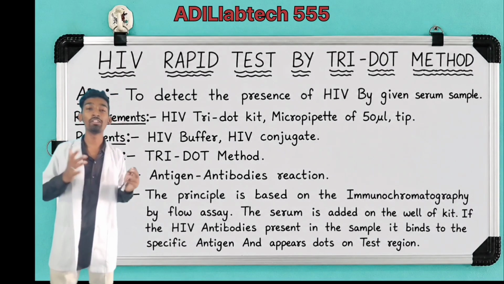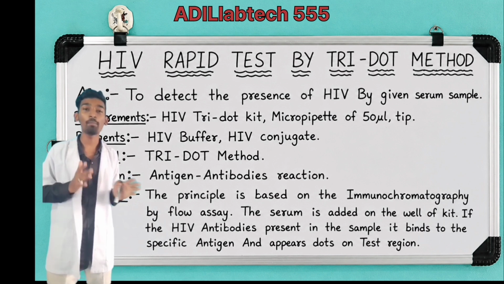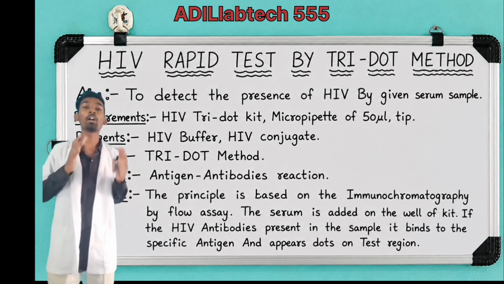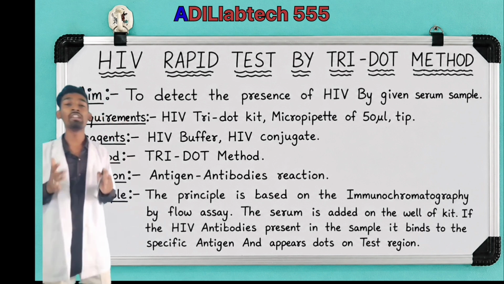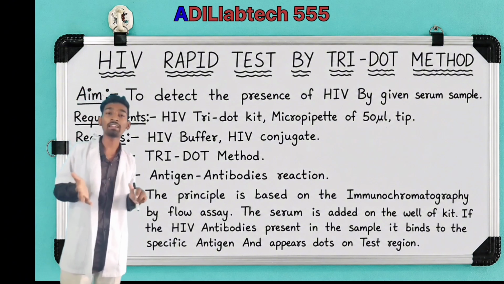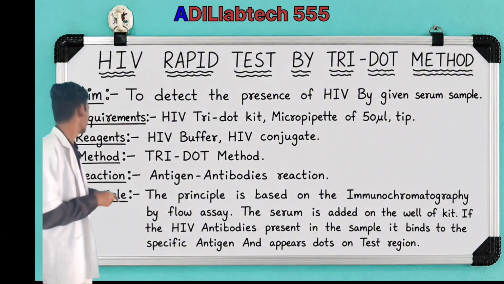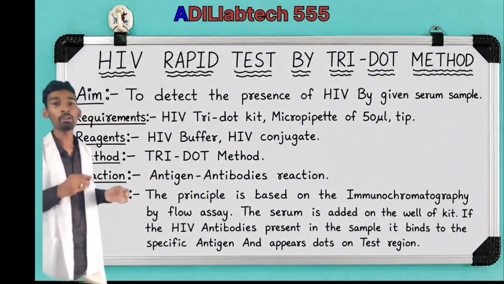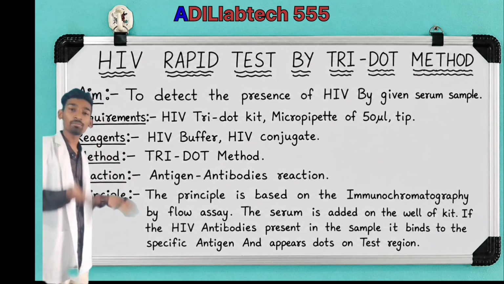In the previous video, we learned about the practical examination of HIV rapid test by TRI-DOT method. In this video, we will learn about the theory behind this practical. Let's start the class. First is aim: to detect the presence of HIV in given serum sample.